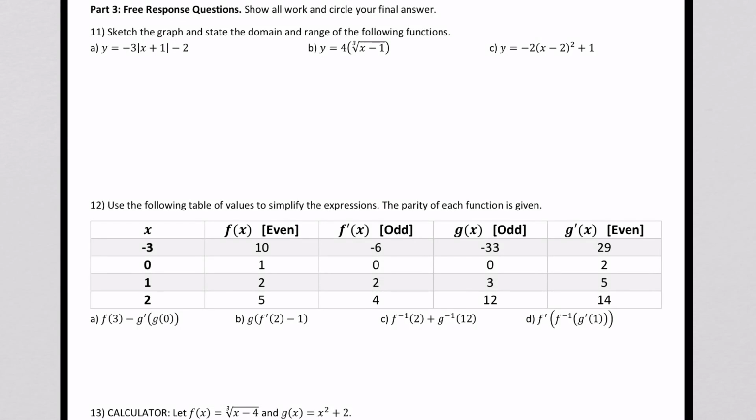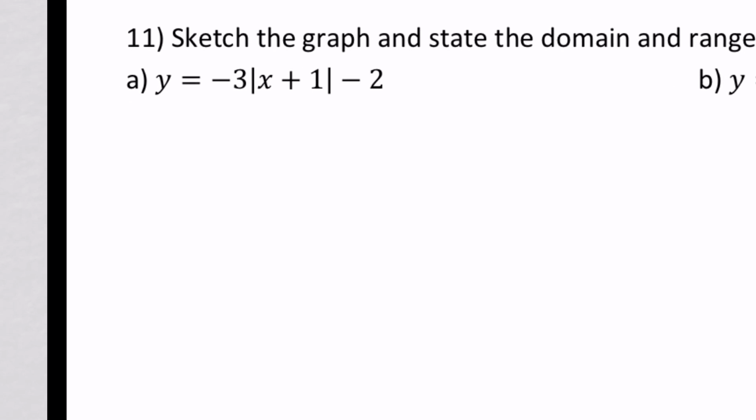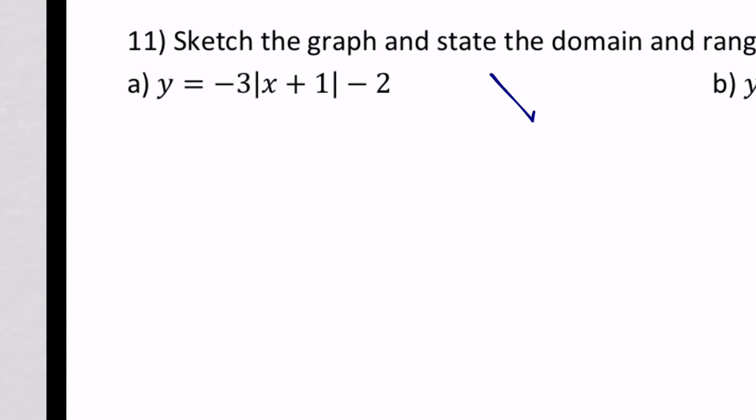Problem 11. Sketch the graph and state the domain and range of the following functions. So we want to sketch the first graph. It is an absolute value graph. You need to know that that graph looks like that. Don't confuse it with the square root graph. I know they're similar, but they're totally different. One's curvy, one has straight lines.